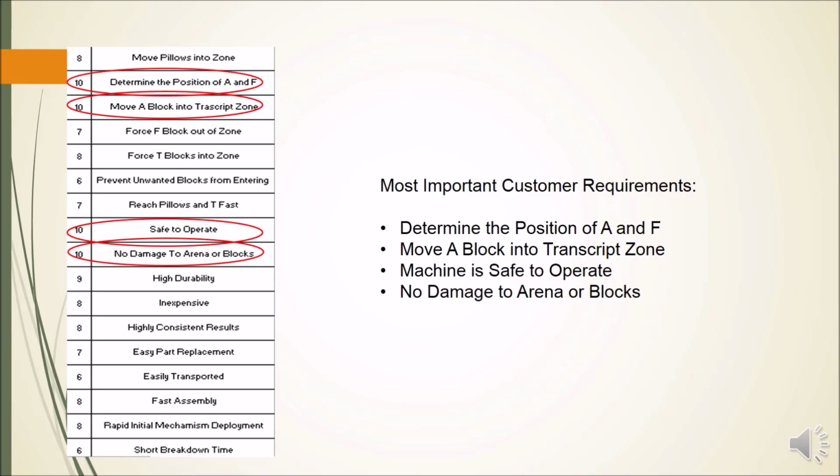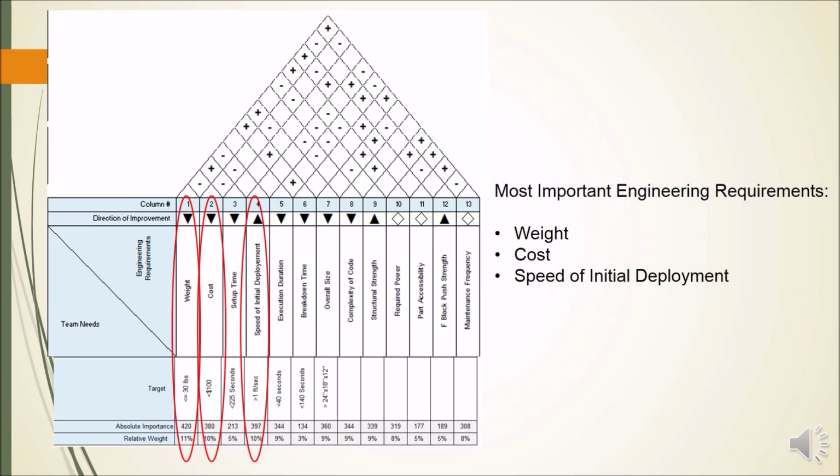As you can see from the customer requirements, determining the position of A and F, moving A block into the transcript, the safety of the machine operation, and the prevention of damage to the arena are considered to be the most important customer requirements, each with a rating of 10. For the engineering requirements, the weight, the cost, and the speed of initial deployment are the most important, each having a calculated relative importance of 10% or more.